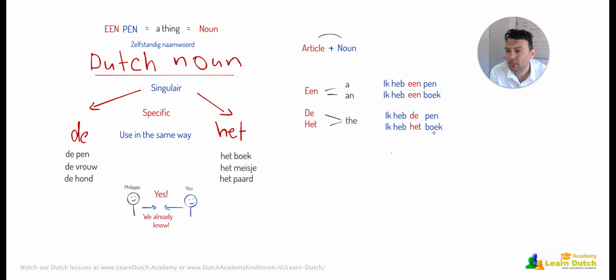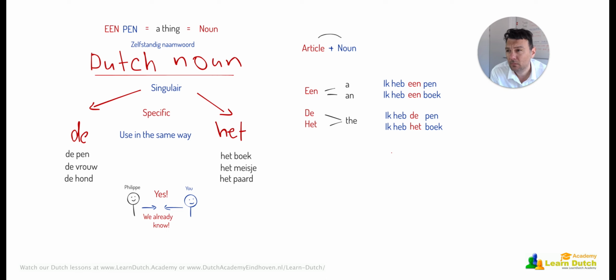Ik heb het boek. But you would ask, how do I know? Is it de book or het book? Is it het huis or is it de huis? Interesting question. Unfortunately, we don't have one universal rule for it. We have plenty of different small rules with plenty of exceptions for these rules.